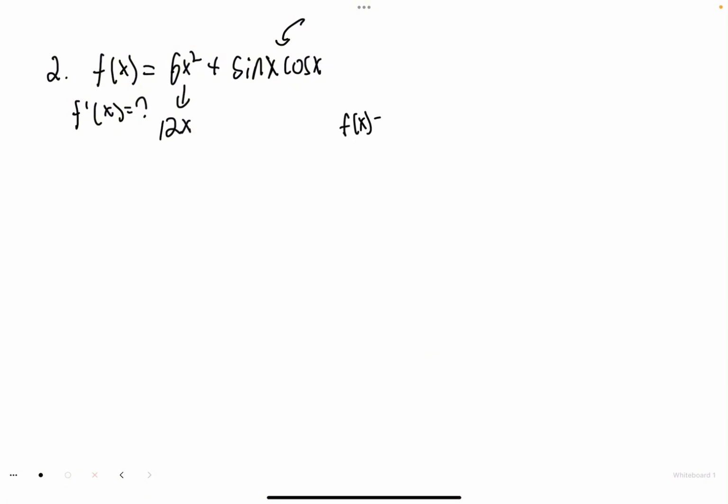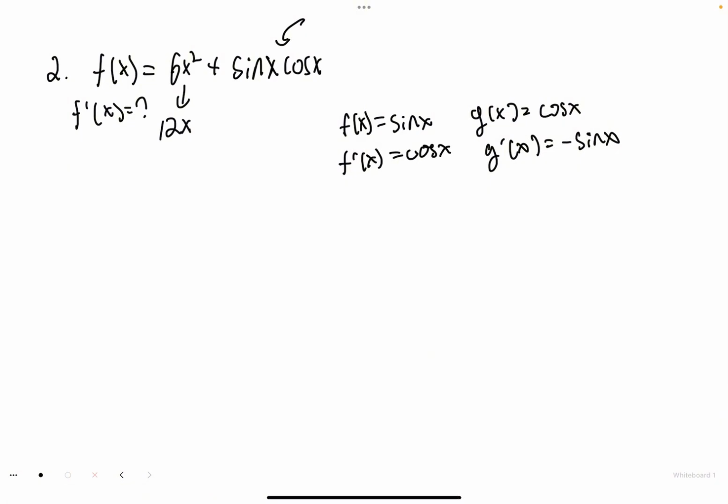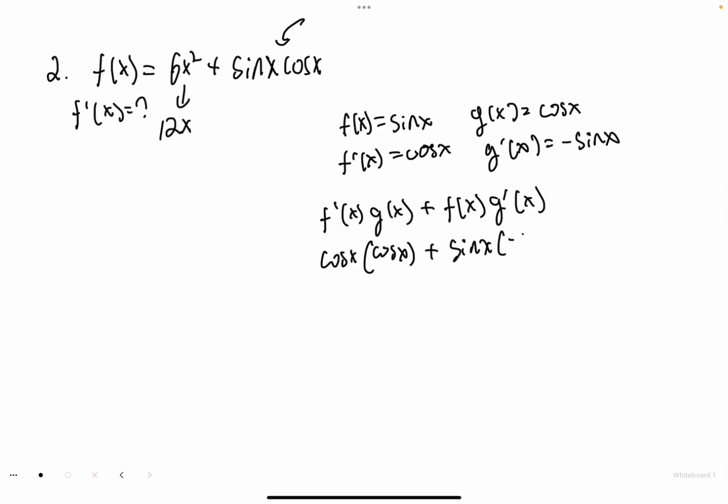So f of x, let's just say f of x is sine x. And then we say g of x is equal to cosine x. So g prime of x is equal to negative sine x. Derivative of cosine is negative sine. And then the derivative of sine is equal to cosine. So now let's plug it into f prime of x times g of x plus f of x times g prime of x. And then we can plug these values in. So cosine x, and then g of x is already cosine x, plus f of x, which is sine x, times g prime of x, which is negative sine x.